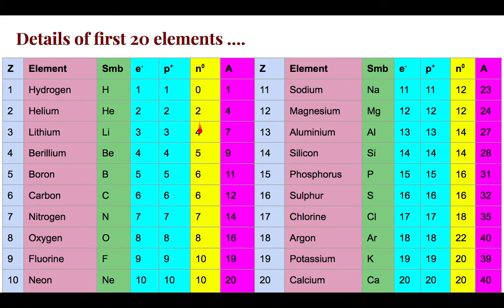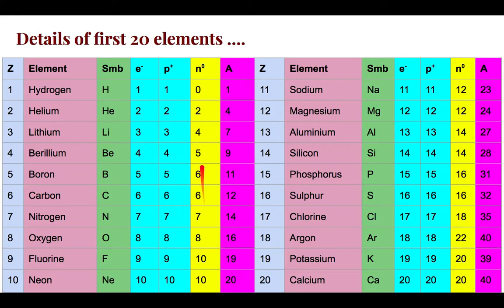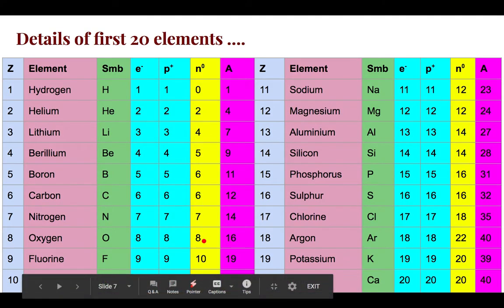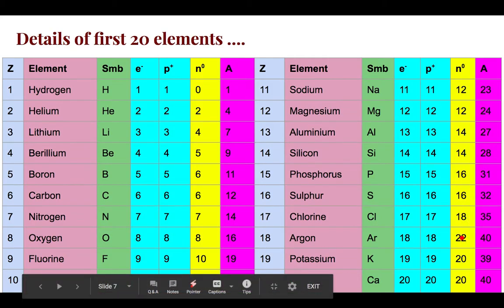Helium is 2, lithium is 4, beryllium is an exception, it is odd, so remember beryllium is 5 always. Boron is again an even number, carbon is even, nitrogen is another exception, so 7. So till now we have found exceptions, beryllium and nitrogen, where the neutron numbers are 5 and 7 respectively. Oxygen 8, fluorine 10, neon also 10, sodium has 12, magnesium has 12, aluminium has 14, silicon has 14, phosphorus 16, sulfur 16, chlorine 18, argon has jumped a bit more, so it has become 22, again 20 and 20.